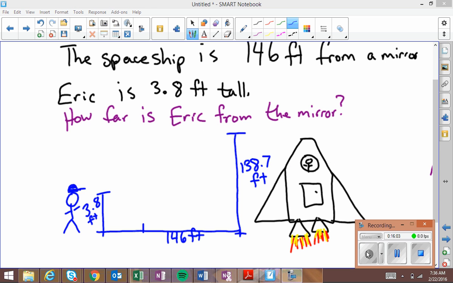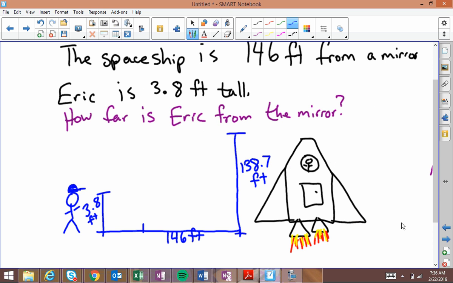Okay, for those of you that want to check your picture, here's a picture of the similar triangles with Eric and the spaceship. This one's slightly different because we're given the two heights, and here we want to find the distance from Eric to the mirror. However, the process is still the same. So if you have not already, go ahead and find the distance Eric is from the mirror.